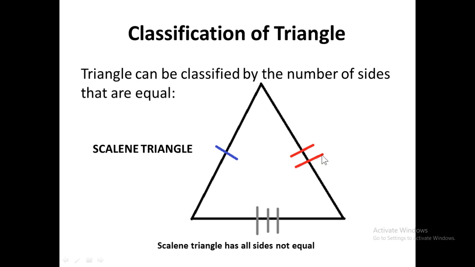So that is an example of a type of triangle you can see. A scalene triangle is one of the types of triangle. I told you triangles can be classified by the number of sides that are equal. So if none of the sides are equal, then it means it's a scalene triangle.